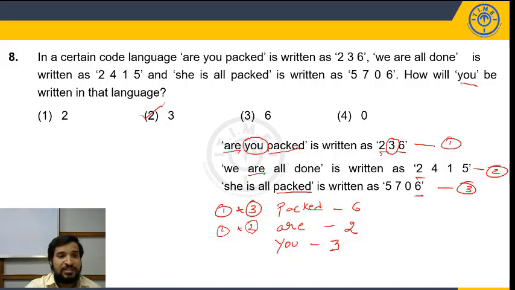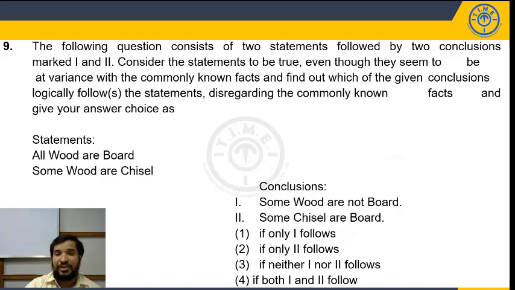Now see the next set. Deductions. The following question consists of 2 statements followed by 2 conclusions marked 1 and 2. Consider the statements to be true even though they seem to be variants with the commonly known facts, and find out which of the given conclusions logically follows the statements. Disregarding the commonly known facts, give your answer choice.